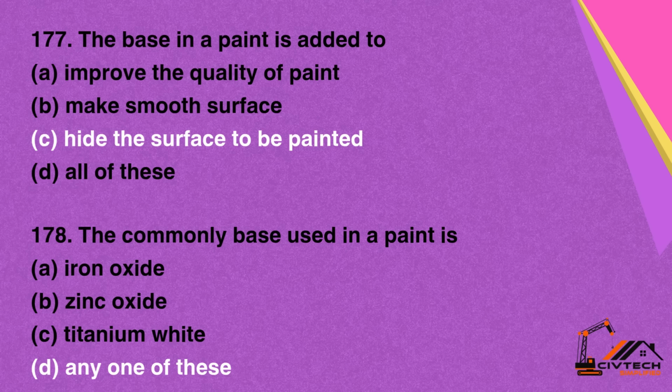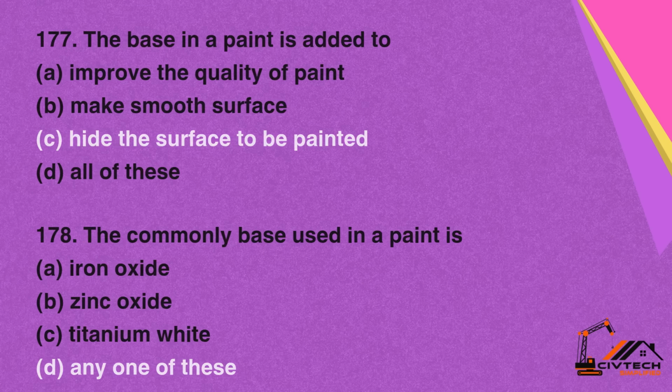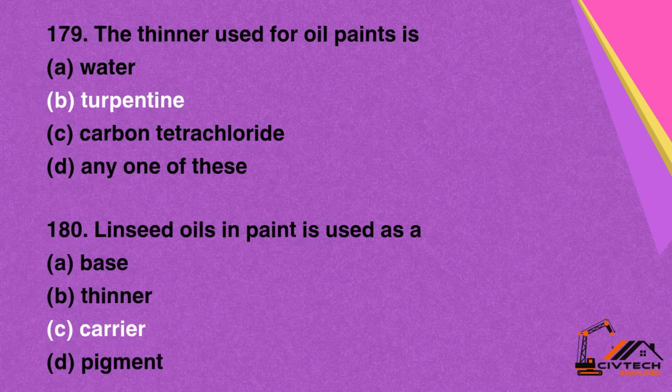178. The commonly used base in a paint is A. Iron oxide, B. Zinc oxide, C. Titanium white, D. Any one of these. Correct option, D. Any one of these. 179. The thinner used for oil paints is A. Water, B. Turpentine, C. Carbon tetrachloride, D. Any one of these. Correct option, B. Turpentine.